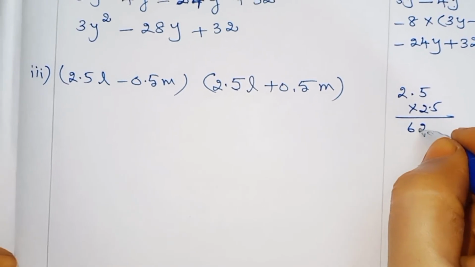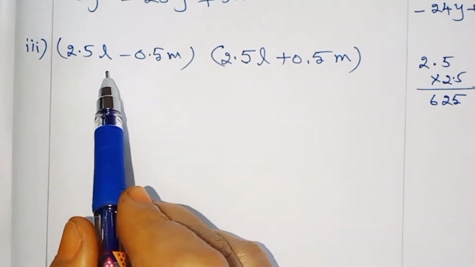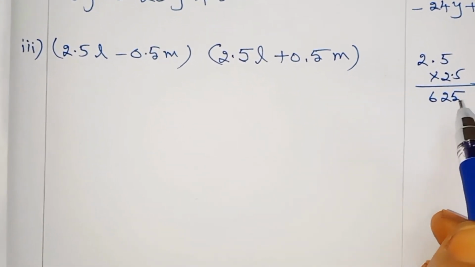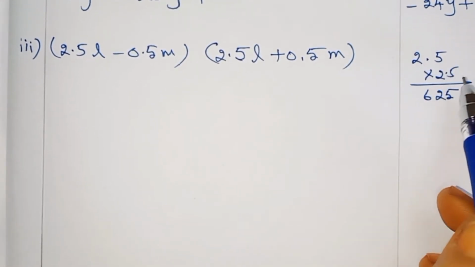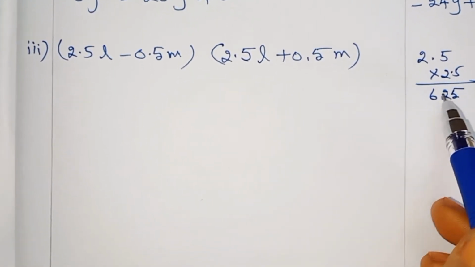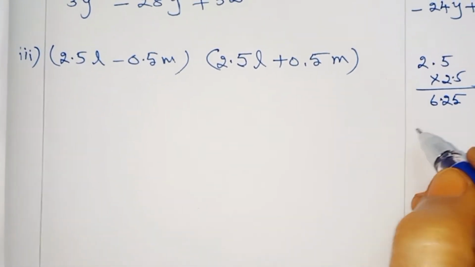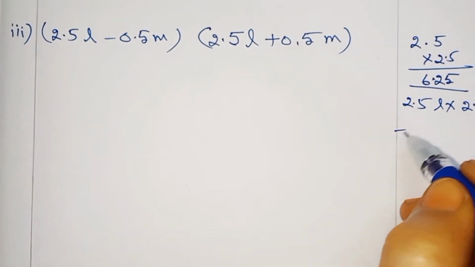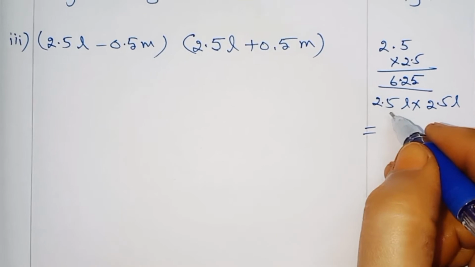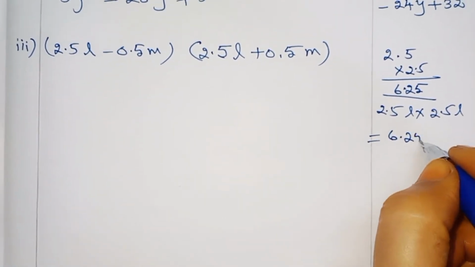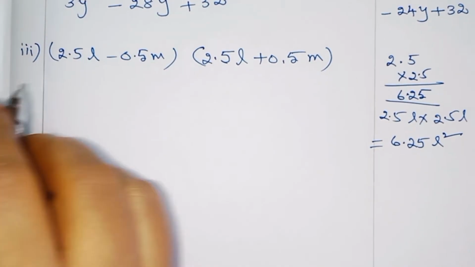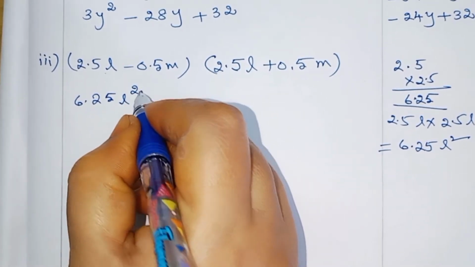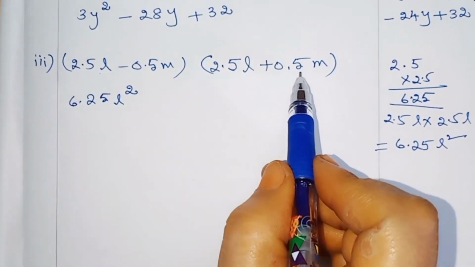25 25s are 625. Here after the decimal point one number, after the decimal point one number. 1 plus 1 is 2. So after two numbers you have to keep the decimal point. So 2.5 into 2.5 is 6.25. L into L is L square. So 2.5L into 2.5L is 6.25 L square.